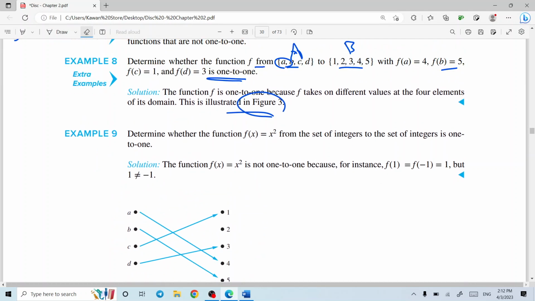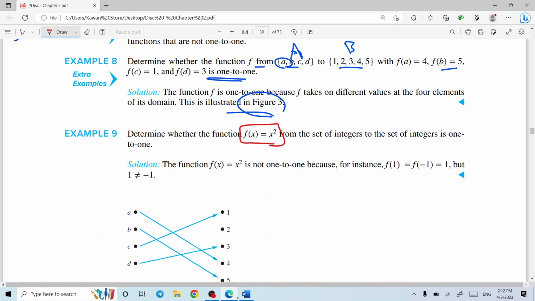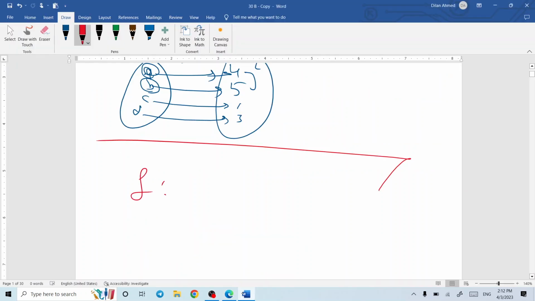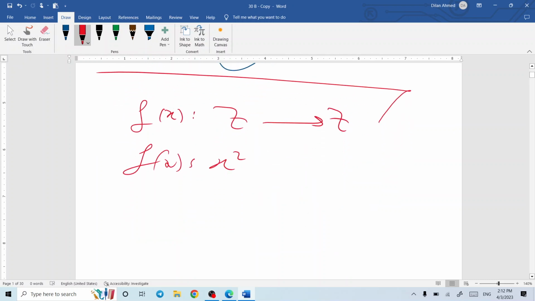Now I'm going to the continuous example, like f(x) is equal to x squared. But in this example, it's not like a calculus one. You should be careful that the domain and the range are the set of integers. So we have a function from the set of integers to the set of integers. So my function f(x) equals x squared. So tell me about this function, is it one-to-one or not? Yalla. From Z to Z. Is it one-to-one?